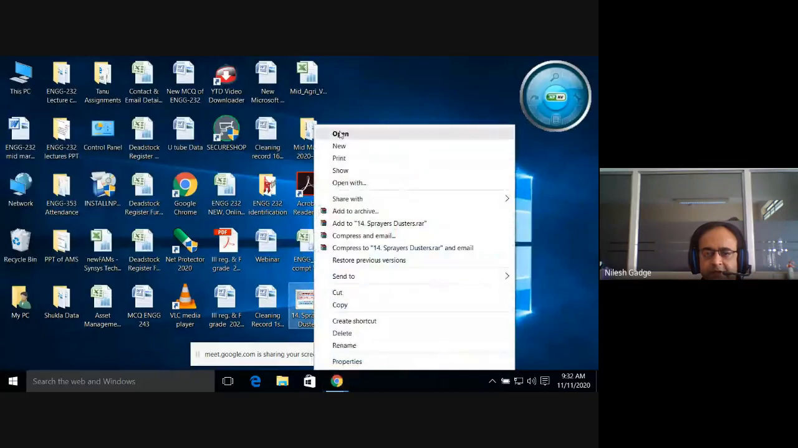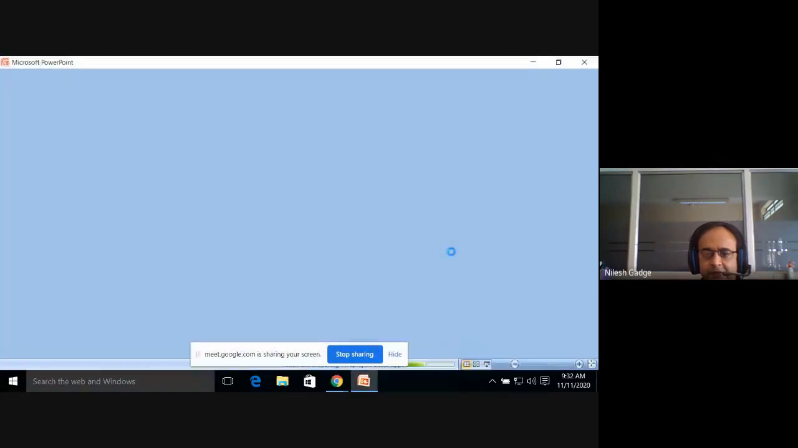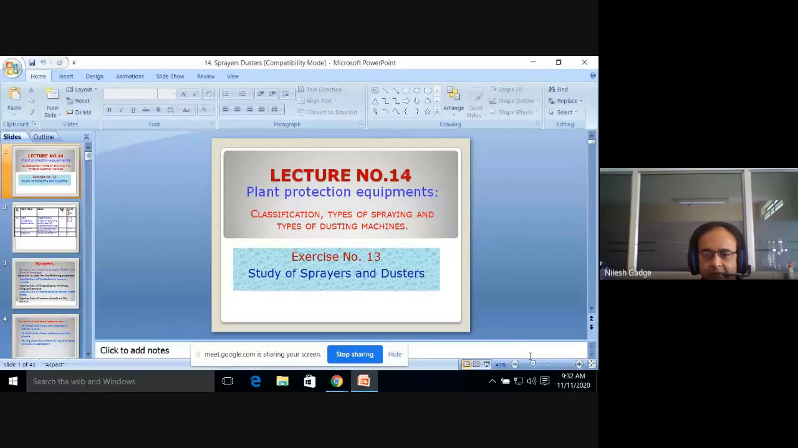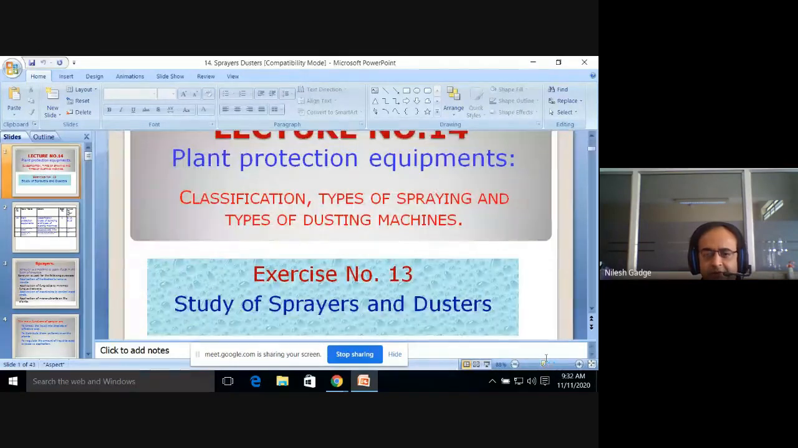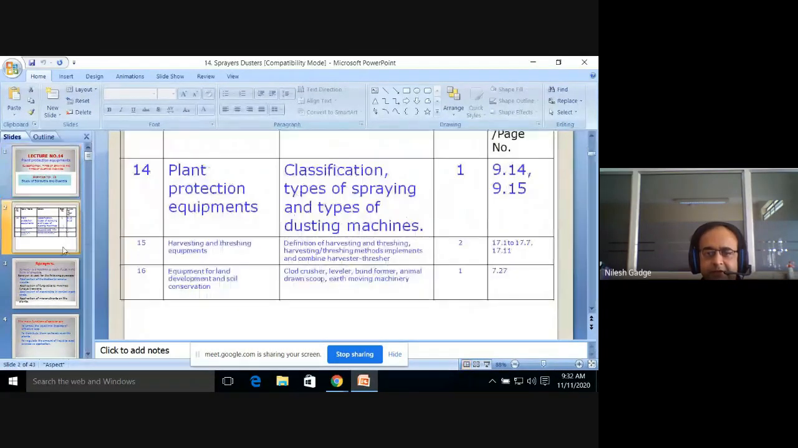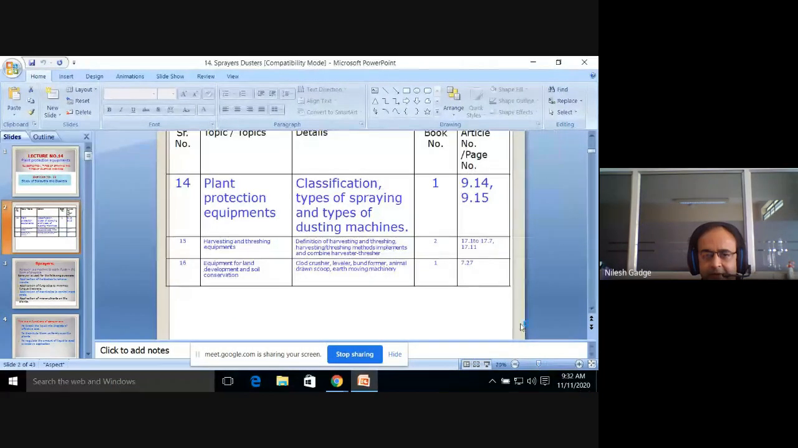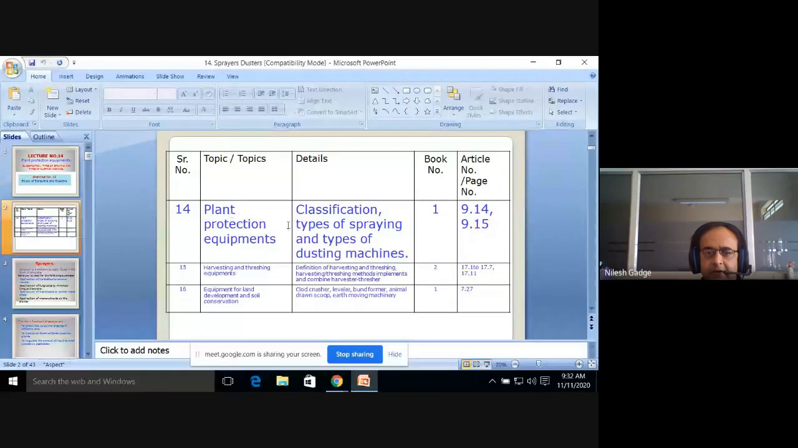So we'll see in detail the sprayers and dusters. It's a vast topic. I already told you that it is a very vast topic. So what things we have to learn in that, there are some topics remaining. The classification. The question is always asked: give in detail the classification of sprayers and dusters for 4 marks. Okay, you have to write the classification. So the classification is already here.